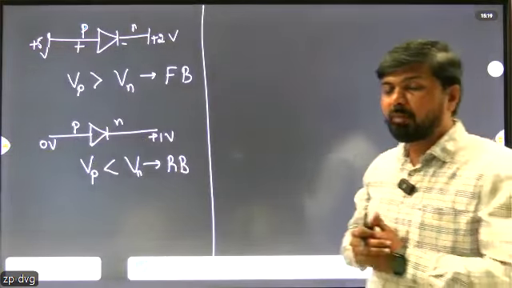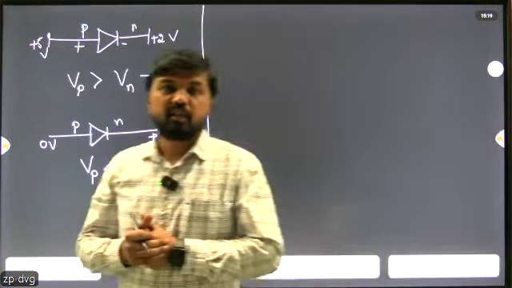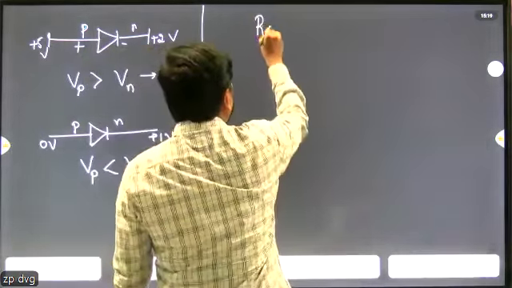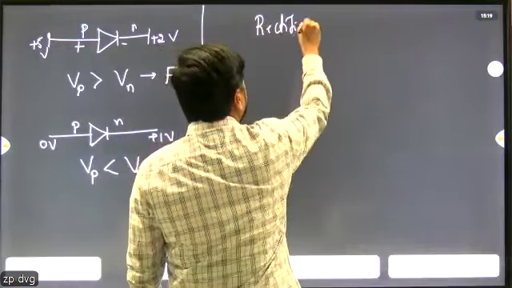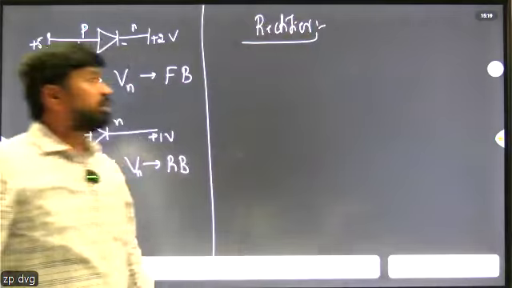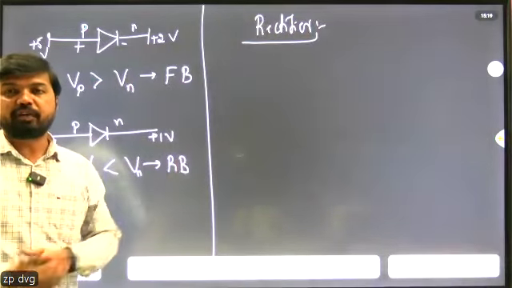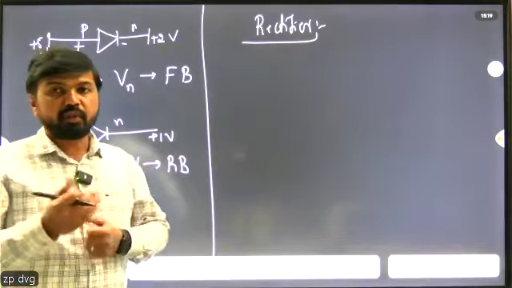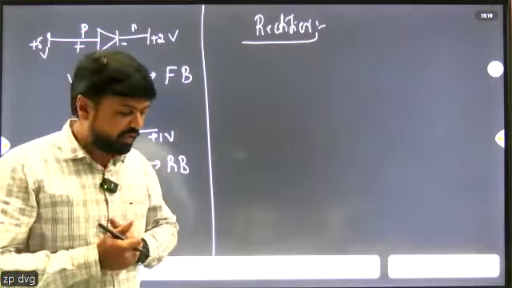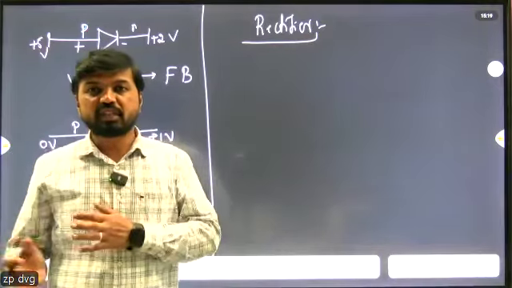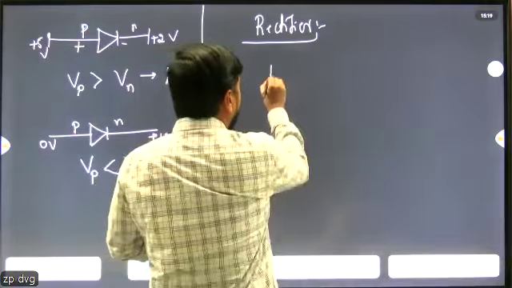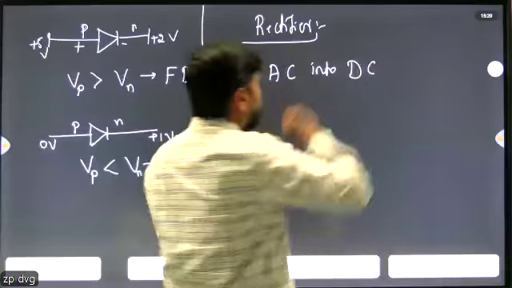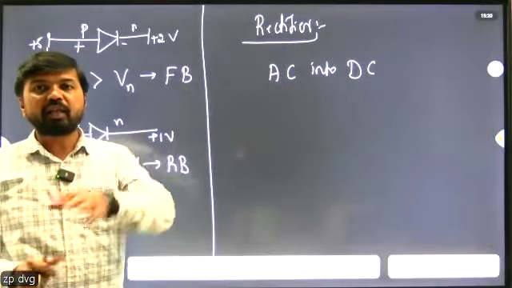One of the most important applications of semiconductor diode is the rectifier. Semiconductor diode acts as what? Rectifier. So what is rectification? Before starting the rectifier, first we learn rectification. What is the meaning of rectification? It is the process of conversion of alternating current into direct current, AC to DC.